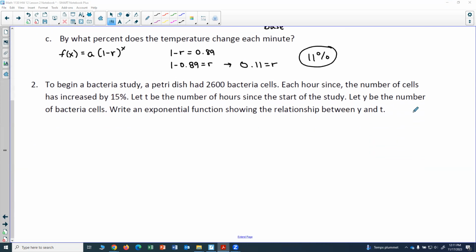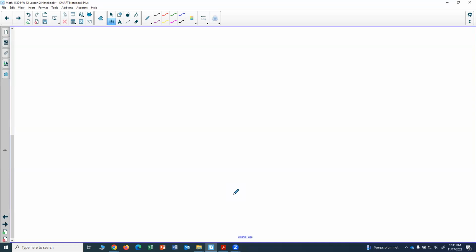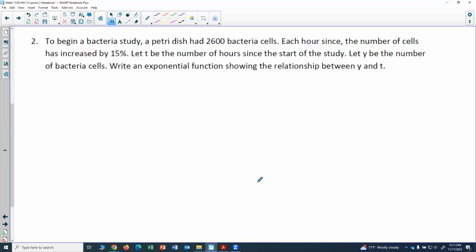All right, second example says to begin a bacteria study, a petri dish had 2,600 bacteria cells. So that was to begin. So this is the initial amount. So my initial amount is 2,600. Each hour since, the number of cells has increased by 15%. So increased tells me that I'm dealing with exponential growth.